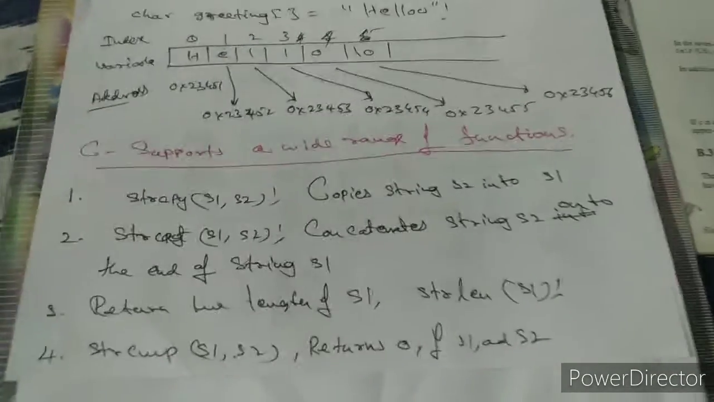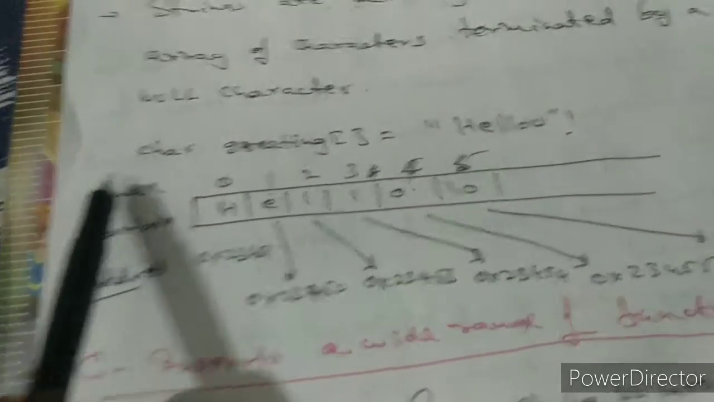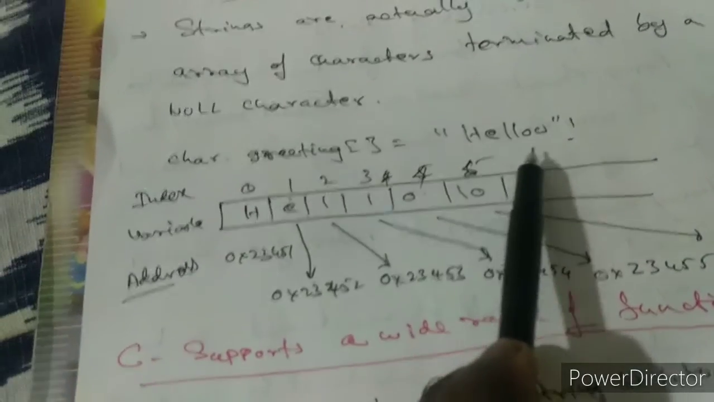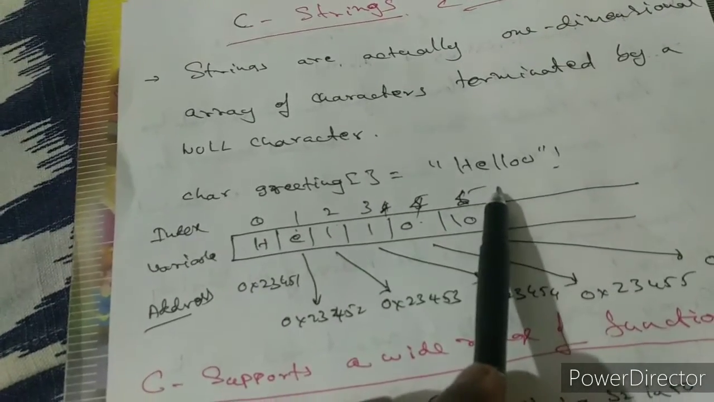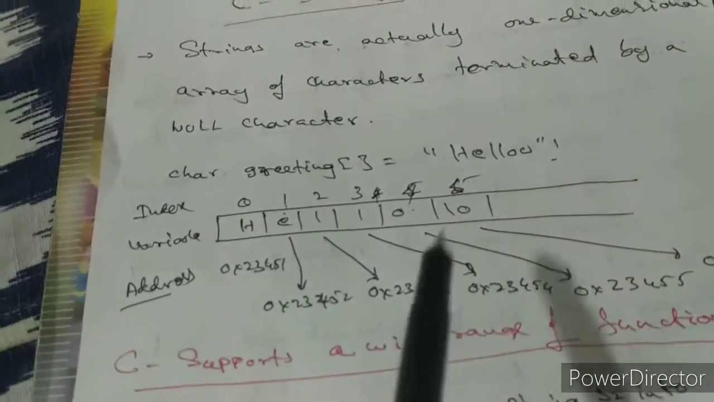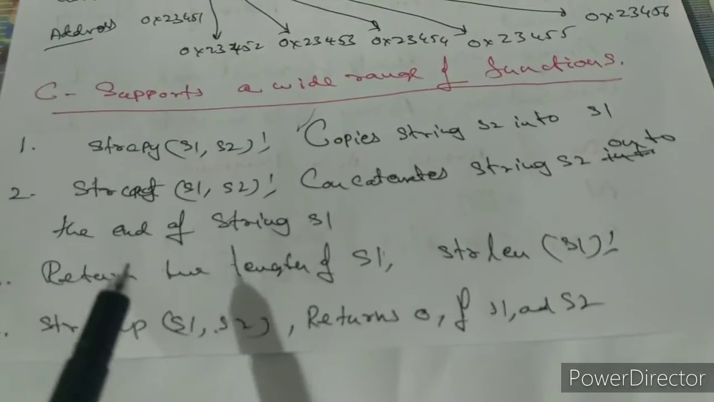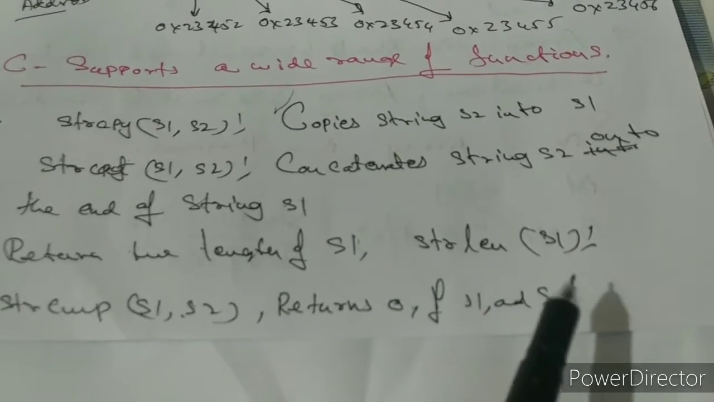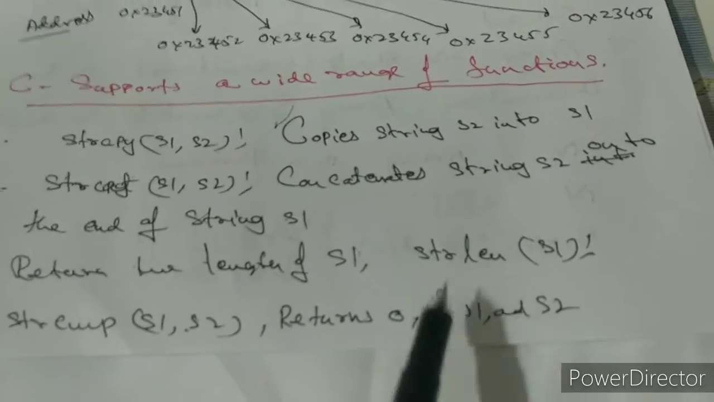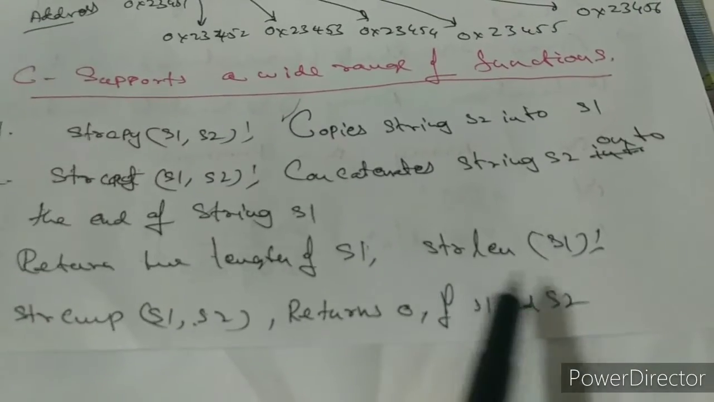Suppose I want to find out the length of the string. For a string like hello, the number of characters we don't know in advance. Suppose it's your name or your village name, and you want to print the number of characters in the string. That time you use the string length function on s1. It returns the number of characters, and the return type is integer.